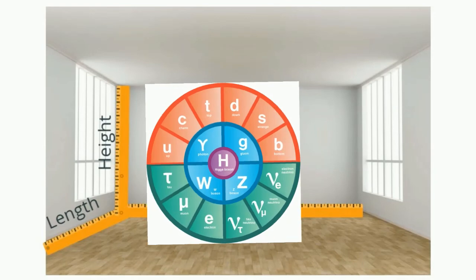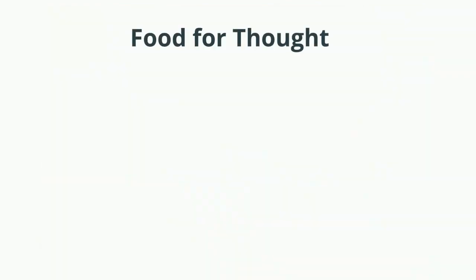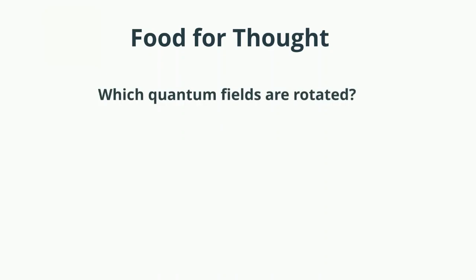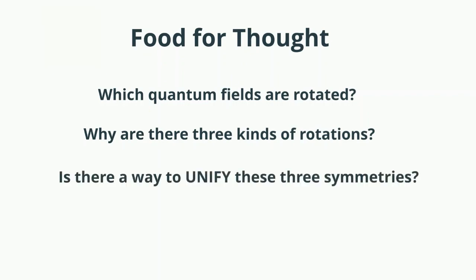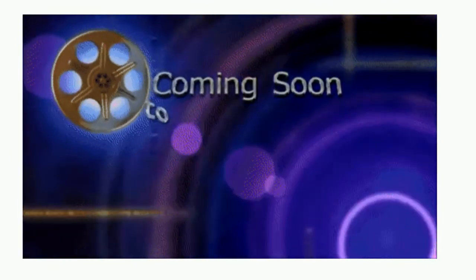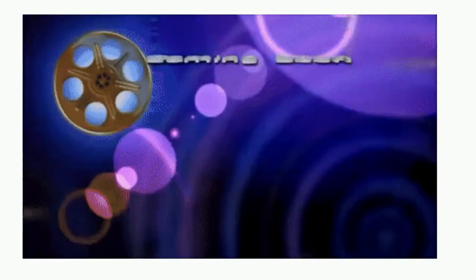Of course, there are still many questions remaining. Which quantum fields are rotated by each of our three transformations? Why do we only go up to 3? And how can we unify these 3 different symmetry groups? Fear not, my friends, for the answers to these questions and more await us in future videos.